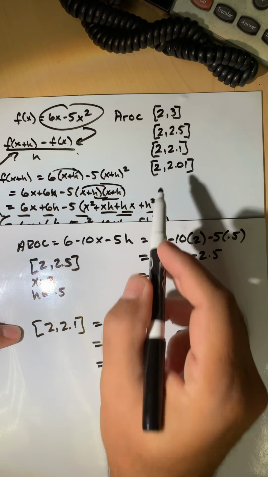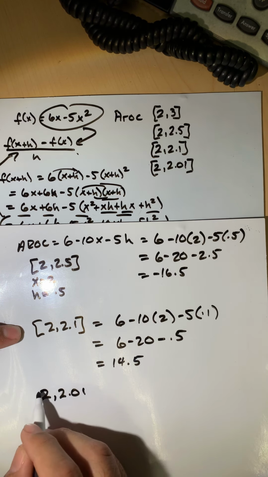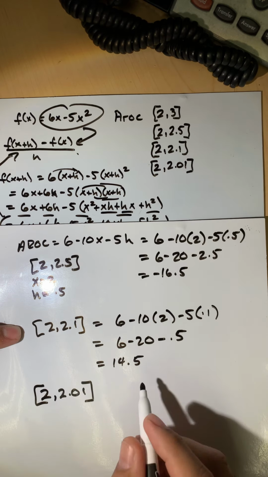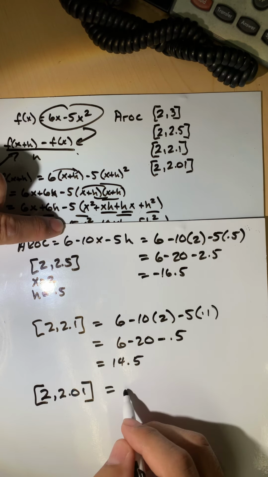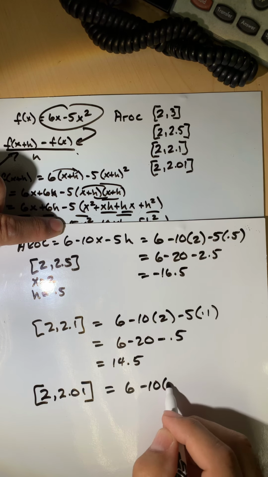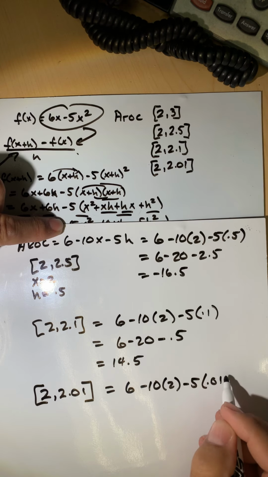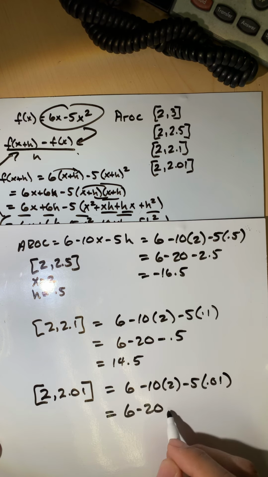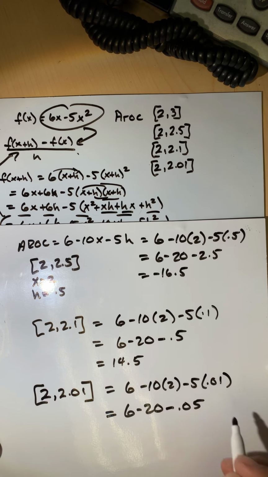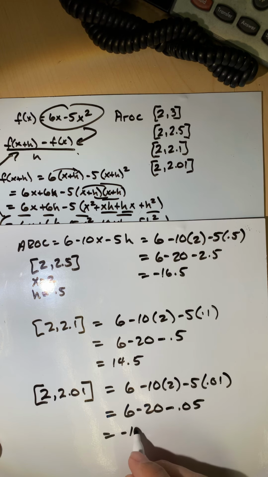And then we do it again for the last one. So I'm going to go from 2 to 2.01. So again, we just plug it in to the formula, right? So I've got 6 minus 10 times 2 minus 5 times 0.01. So this is going to be 6 minus 20 minus 0.05. So this is negative 20.05 plus 6, which is negative 14.05.